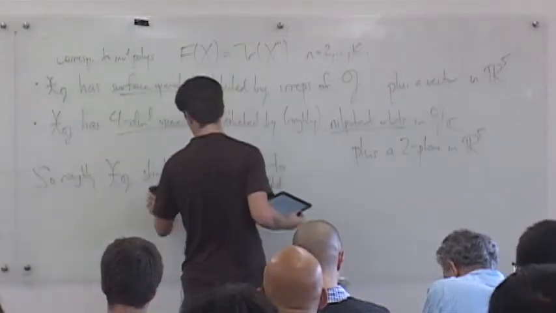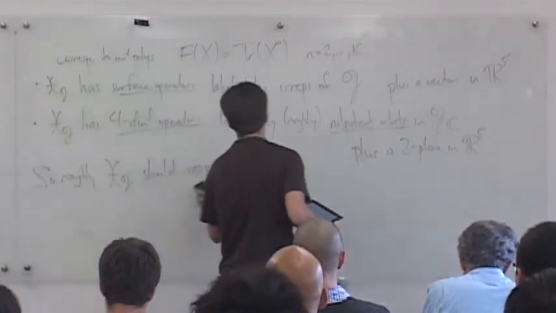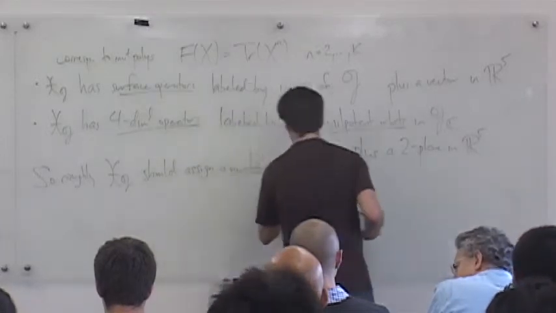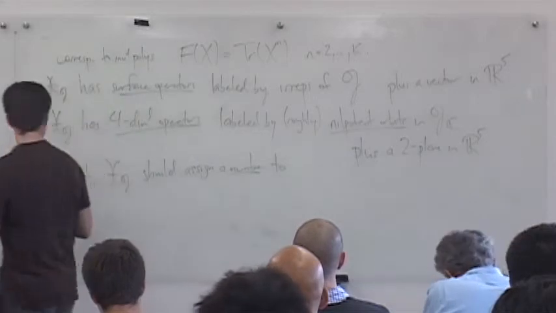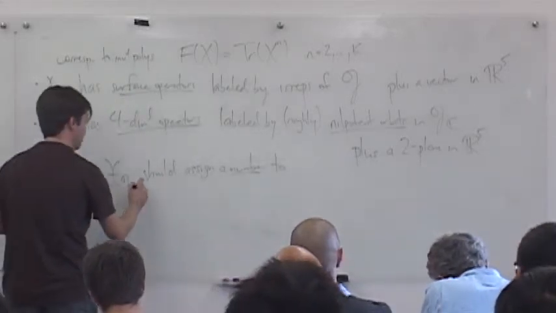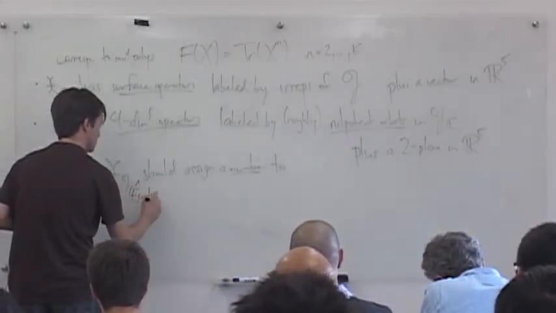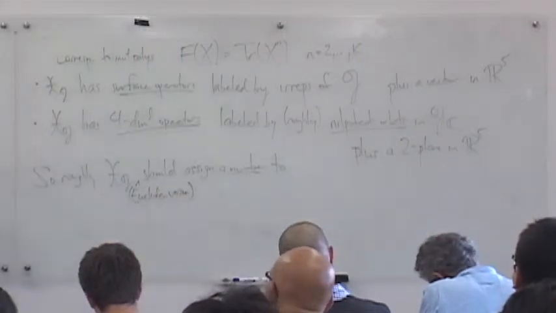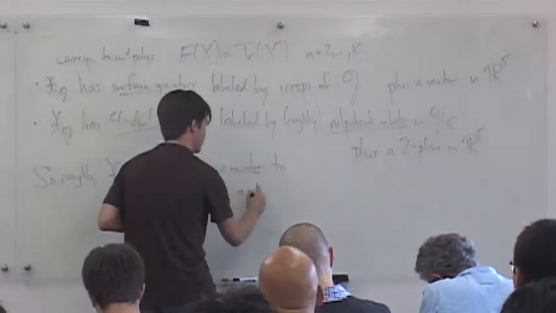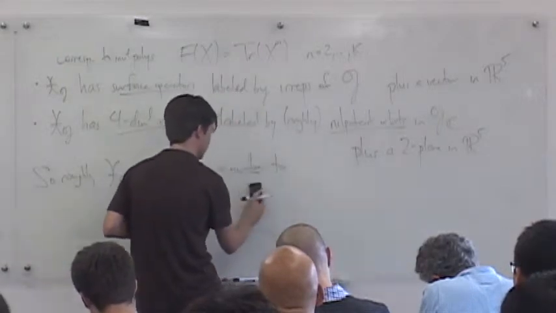So these theories, in general, you believe that you can continue them back and forth between Euclidean signature and Lorentzian signature. So just for this statement, let me say it in Euclidean signature. X_G, the Euclidean version, is supposed to assign a number to a Riemannian 6-manifold, a compact Riemannian 6-manifold.